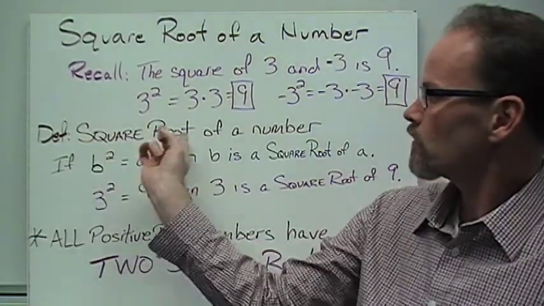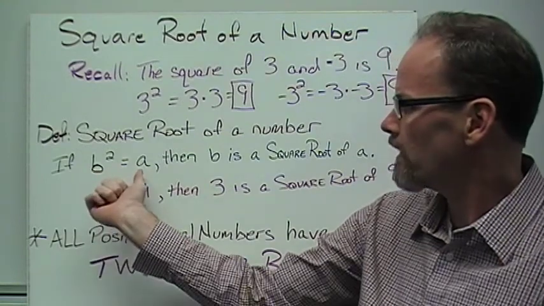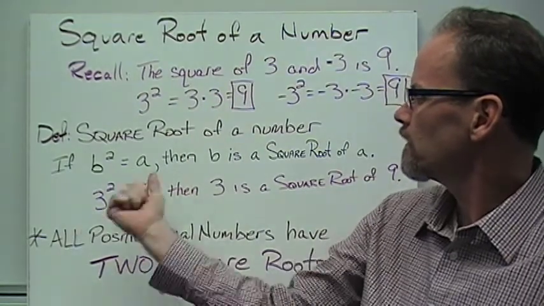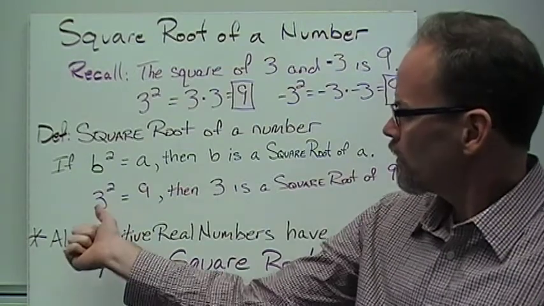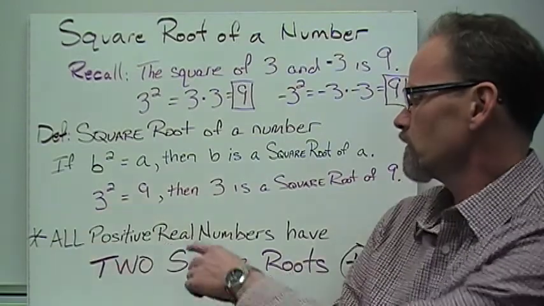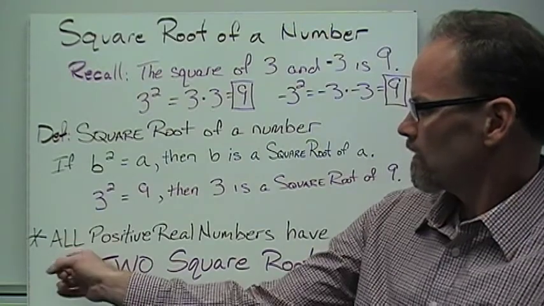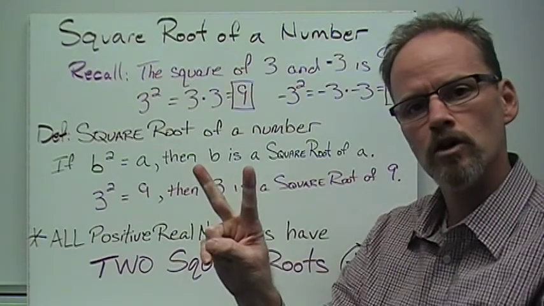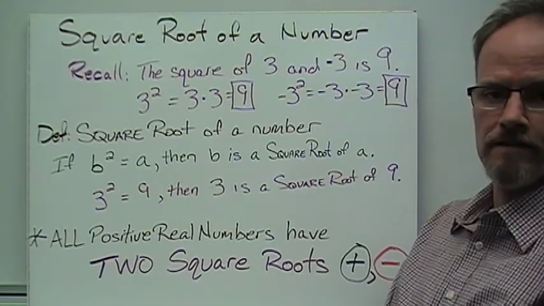The definition of a square root of a number: if b squared equals a, and 3 squared equals 9, then b is a square root of a. b, which represents 3 in here, is a square root of 9. So 3 is a square root of 9, the definition. Another thing to note here is all positive real numbers have 2 square roots, a positive and a negative.